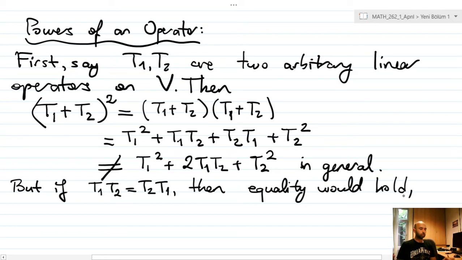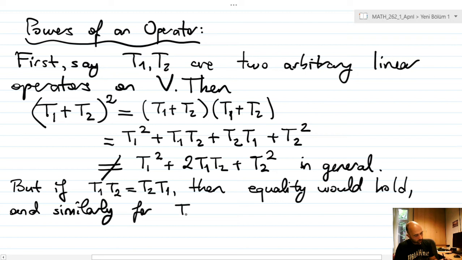And similarly, it would give you some binomial expansion for higher powers as well. And similar for, let me just say, T1 plus T2 to the power m. I mean, if the operators do not commute, then you'll have lots of terms which you cannot collect together. If the operators do commute, then you can expand this like a binomial expansion.